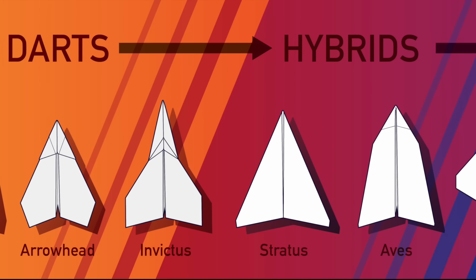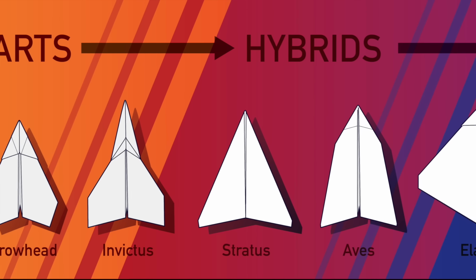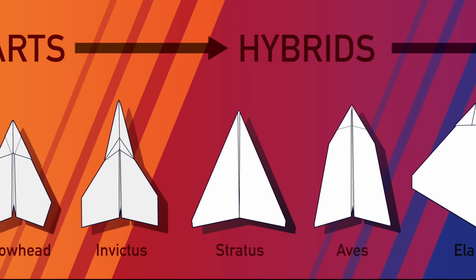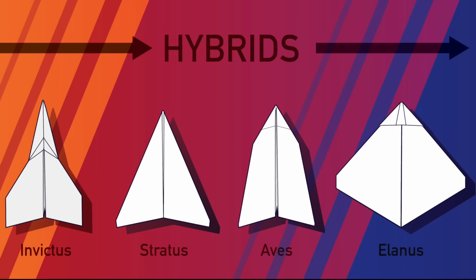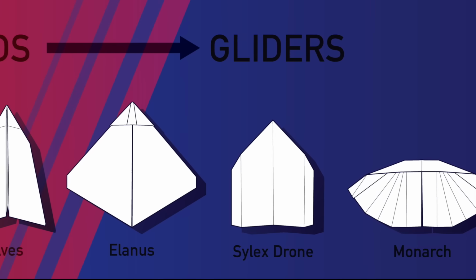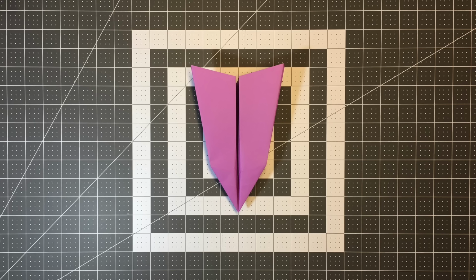I call these planes hybrids. Stratus would be one such example. It has fairly wide wings but flies like a dart. In fact, the more I throw it, the more I think it might just be a dart rather than a hybrid. But that's the point. These classifications are subjective. There are some planes that one person might consider a dart that another would not. Aves is another example of a hybrid. Though its wings are relatively narrow, it actually prefers gentle to medium hard throws, like a glider.